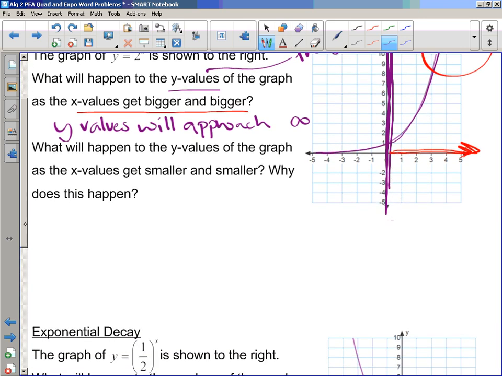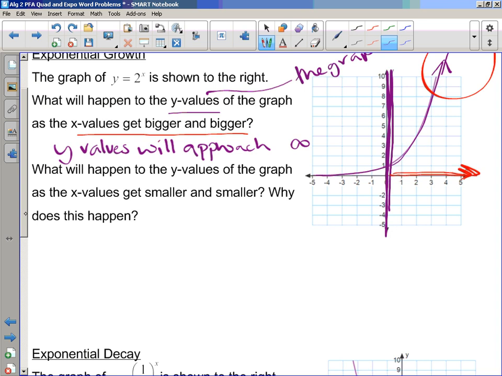Now if I look at this next question, it's asking what will happen to the y values of the graph as the x values get smaller and smaller. So what end of the graph are they talking about here? Where x's get smaller and smaller, that's the left side of the graph. So it's asking what happens to my graph as I go to the left. They're looking for that part right there.